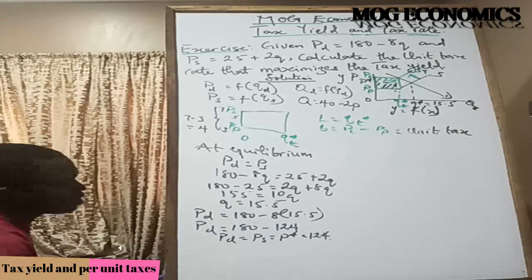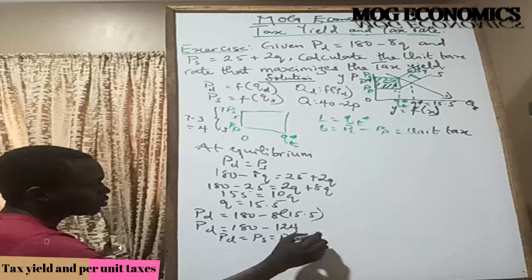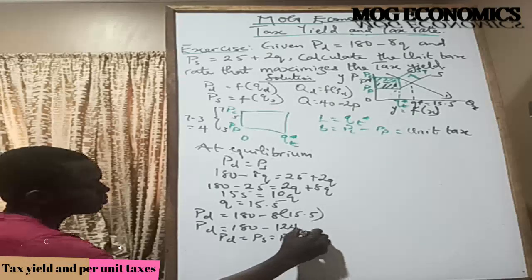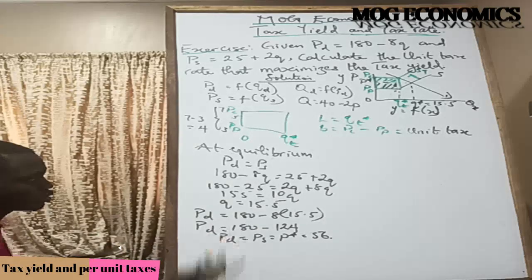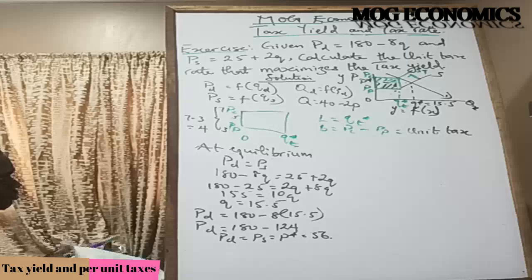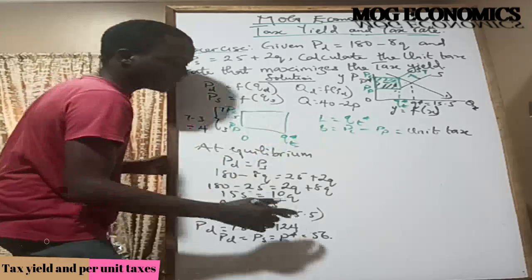124. No, this is 124. 124 is 56 rather. So this is going to be 56. Okay, the question did not give us the unit of measurement or whatever. So this was what we had before. So what we are going to do now is we are trying to look for the tax yield. That is, we are trying to look for the entire area.